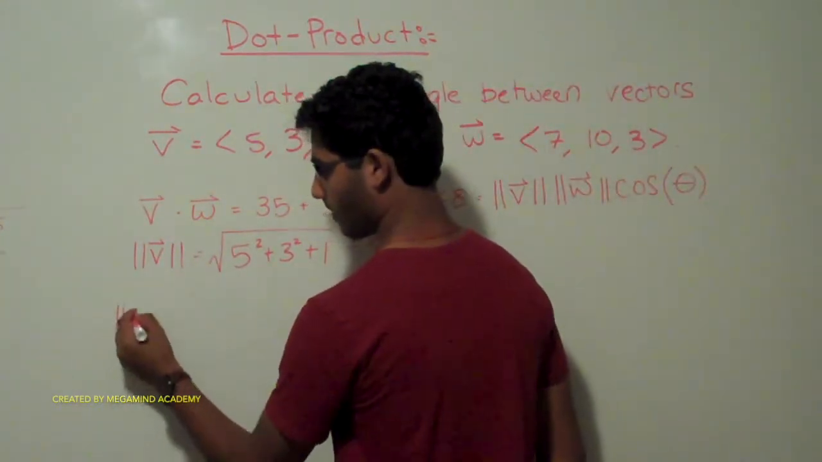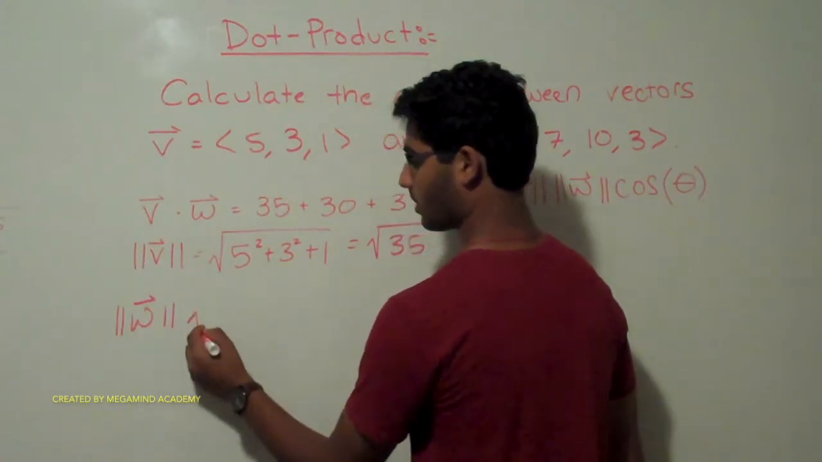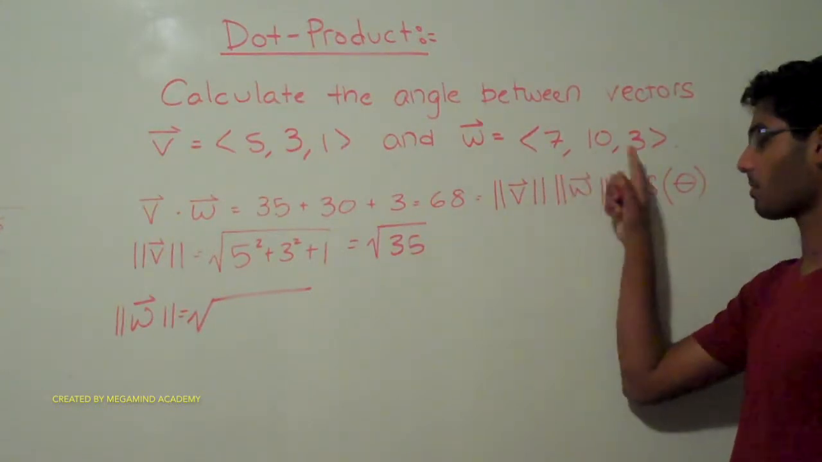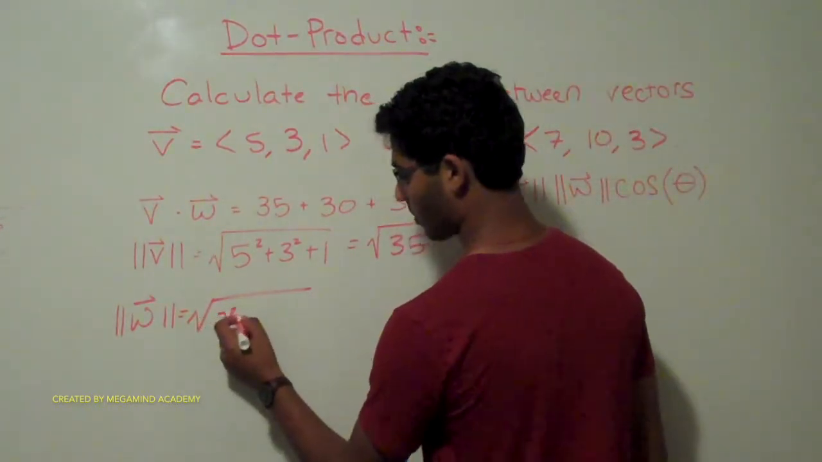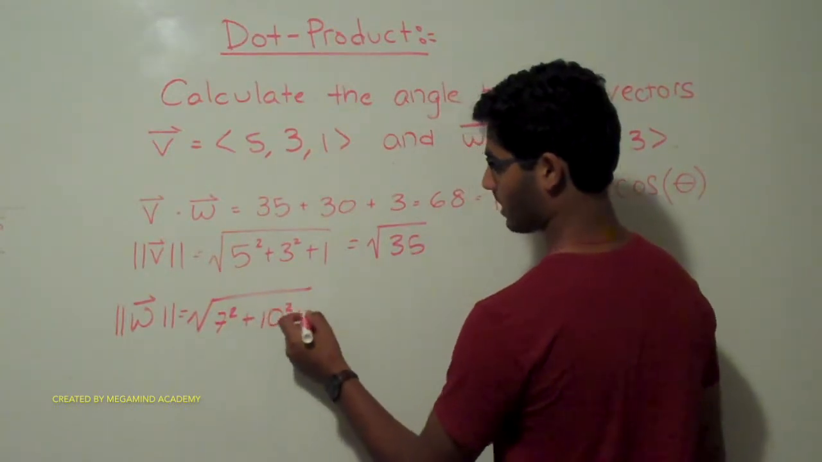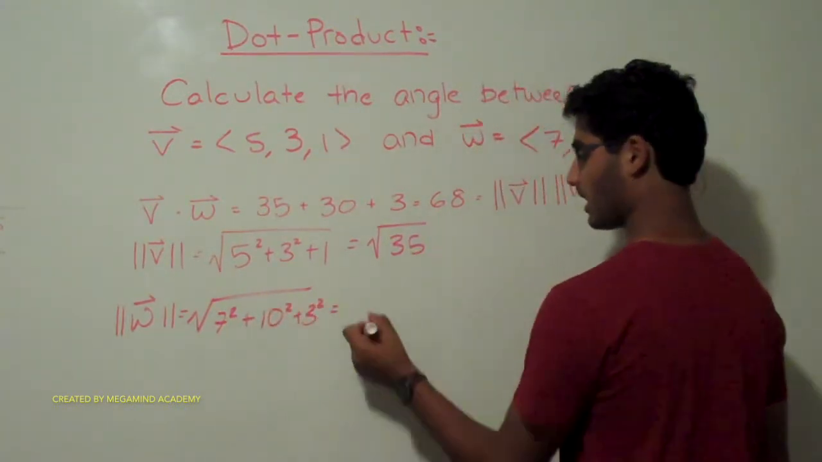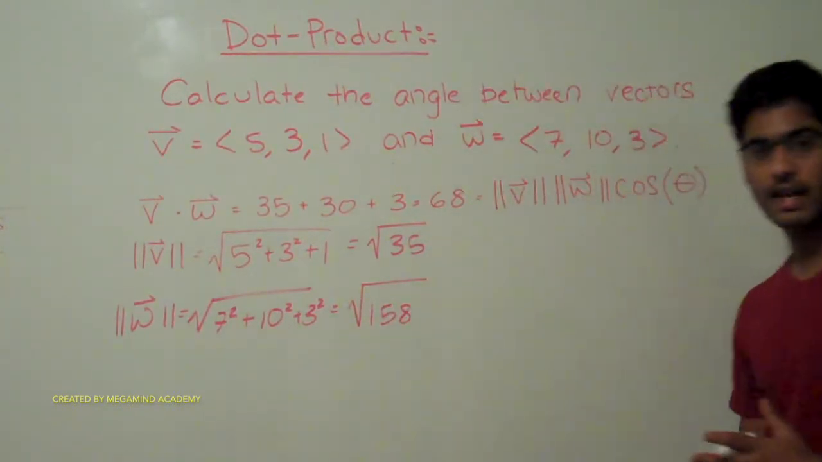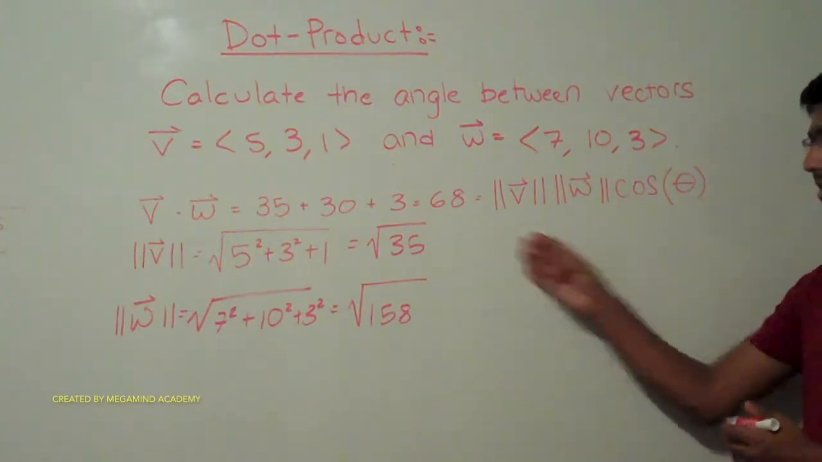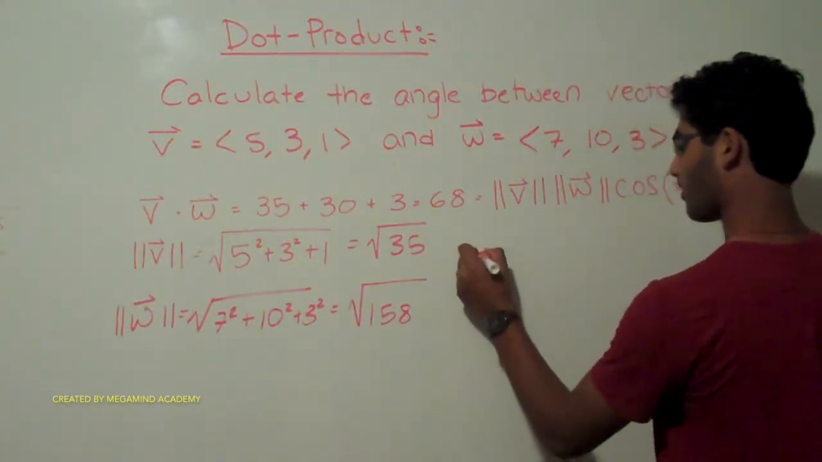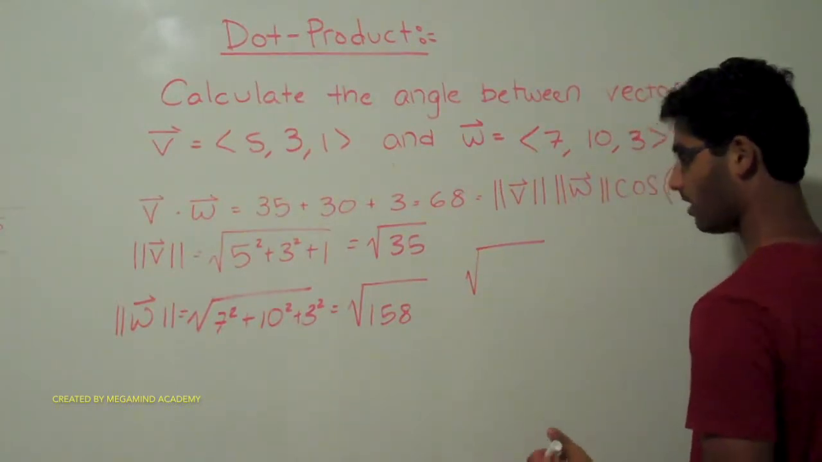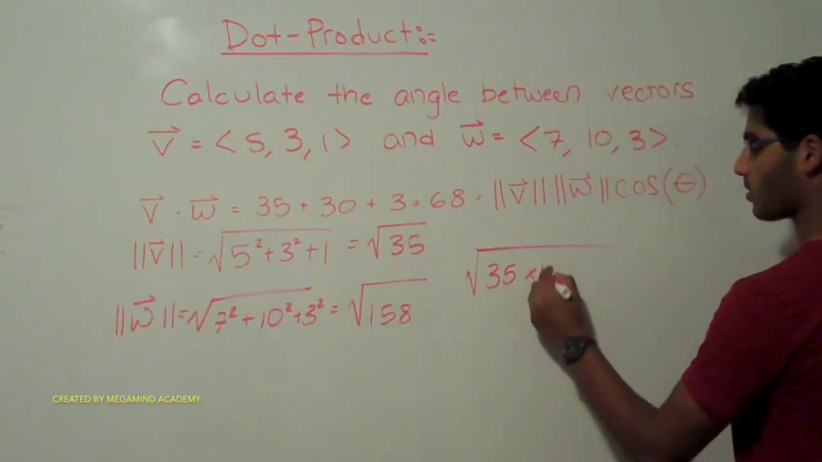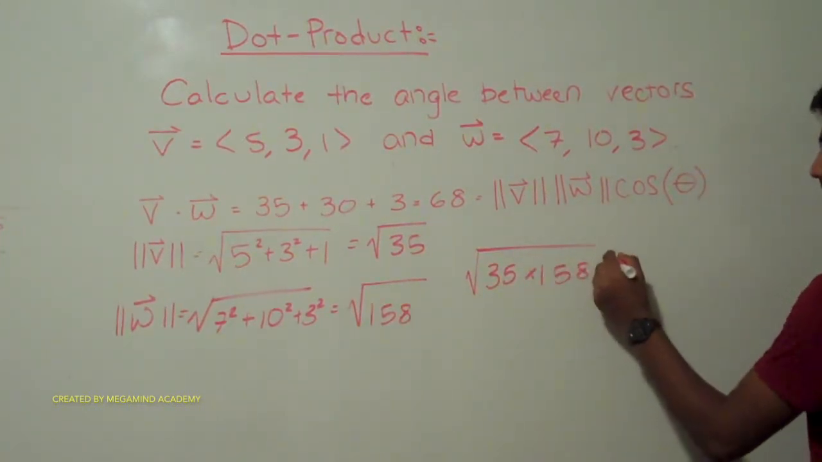The magnitude of vector w is equal to the square root of 7 squared plus 10 squared plus 3 squared, which is equal to the square root of 158. So, now let's write down what we know. The dot product is also equal to the square root of 35 times the square root of 158, which can also be written as the square root of 35 times 158 times cosine theta.